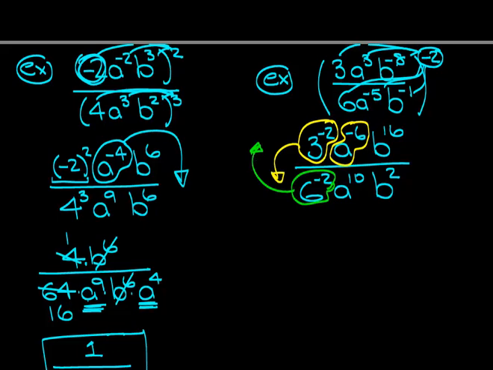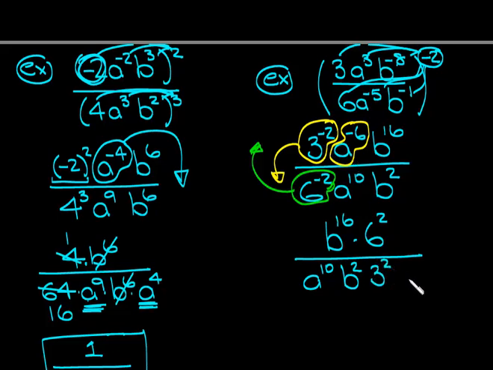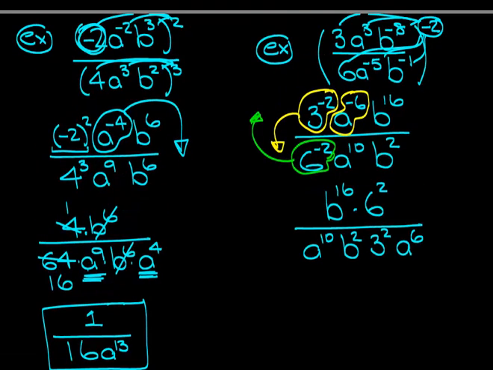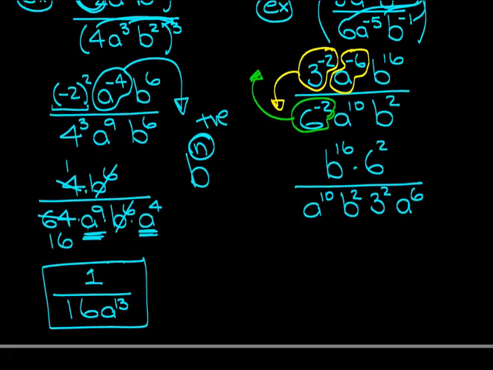So let's rewrite this a little bit. So I still have b to the 16 left on the top. Then I'm going to move this to the top, so you get 6 squared, and that's it. On the bottom you have a to the 10 left, b squared, and then you're going to move these two things to the denominator, 3 squared and a to the 6. Alright, we took care of the negative exponents because we cannot have negative exponents. If you remember the definition of exponential numbers, this exponent has to be a positive integer. So that's why we're taking care of those negative exponents right away.